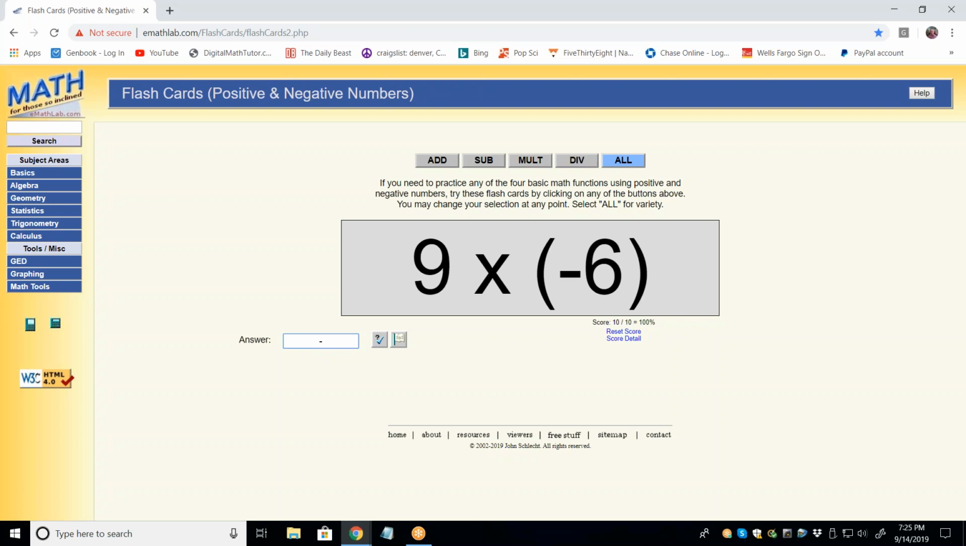What's the number? Sorry. 9 times 6. Positive? No, negative. Negative what? 54. Yep. Okay, keep going. 0. No. Oh, wait, no, it's 10. This one? 10.